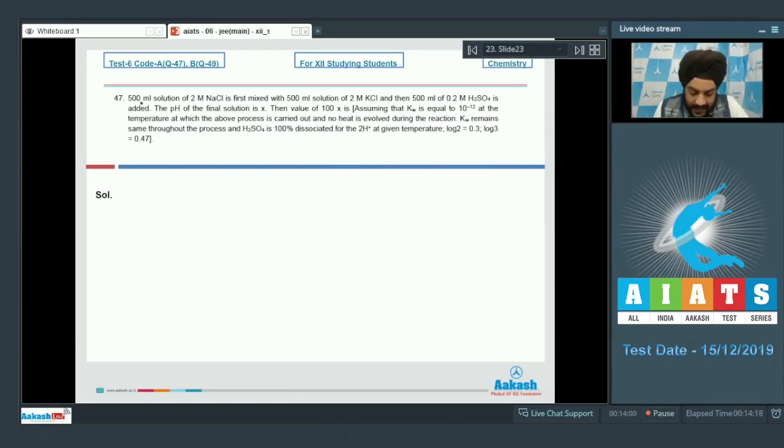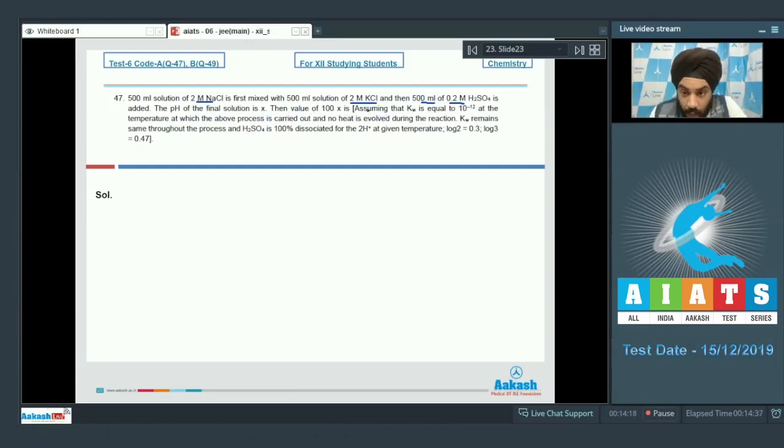Question number 47. It says 500 ml solution of 2 molar NaCl is first mixed with 500 ml solution of 2 molar KCl. Okay, and then 500 ml of 0.2 molar H2SO4 is added. The pH of the final solution is X, then the value of 100X is.